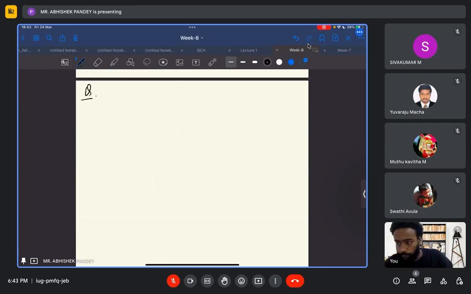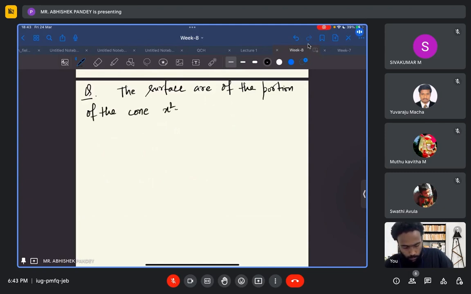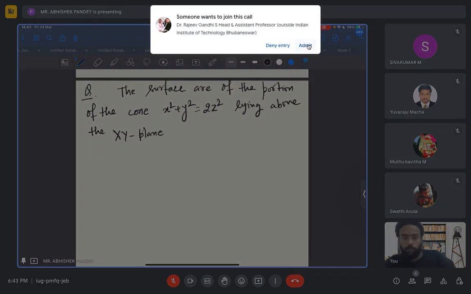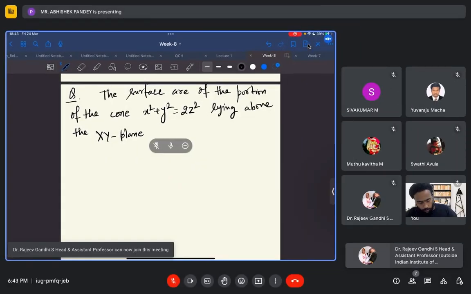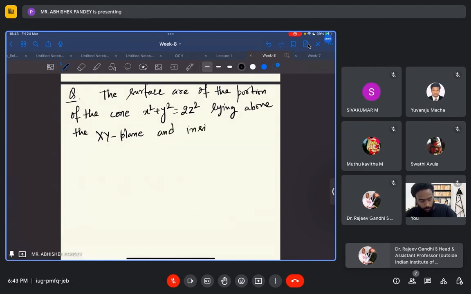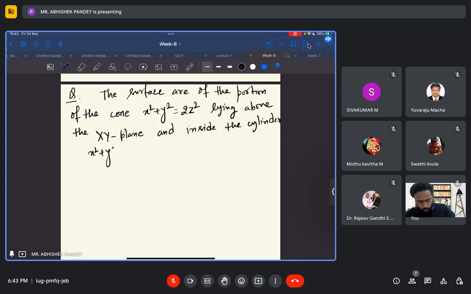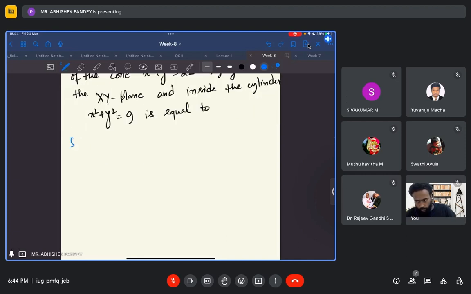Question is, the surface area of the portion of the cone x square plus y square equals 2z square lying above the xy plane and inside the cylinder x square plus y square equals 9. Solution is.